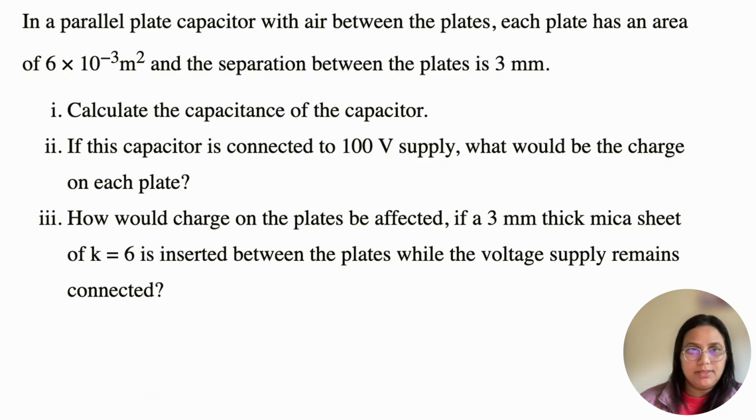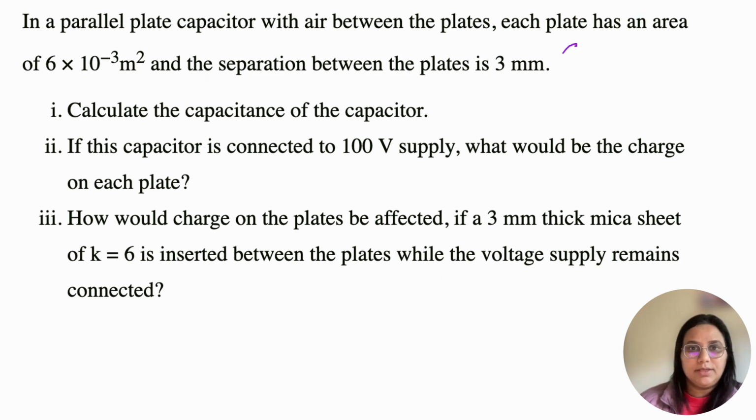In a parallel plate capacitor with air between the plates, each plate has an area of 6 into 10 power of minus 3 meter square, and the separation between the plates is 3 millimeter. Calculate the capacitance of the capacitor. Second question, if this capacitor is connected to a 100 volt supply, then what would be the charge on each plate? Third question, how would the charge on the plate be affected if a 3 millimeter thick mica sheet of dielectric constant K is equal to 6 is inserted between the plates while the voltage supply remains connected?